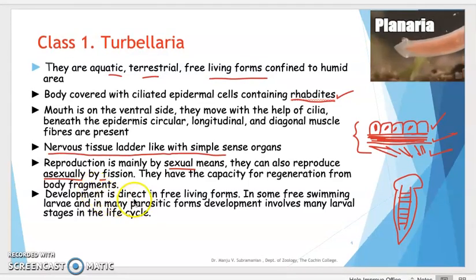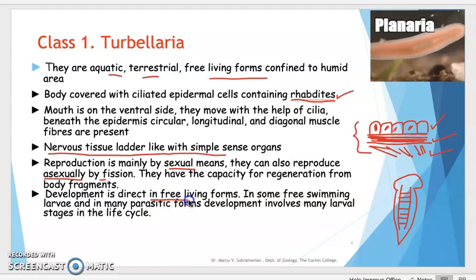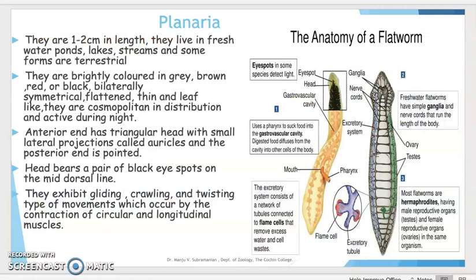Then the development is direct in free-living forms, while in some there are free-swimming larvae, and in many parasitic forms the development includes many larval stages in the life cycle. Development is direct in the sense that there will be no intermediate larval stages in between, whereas in the parasitic forms free-swimming larvae are present, which we will be discussing in detail later.